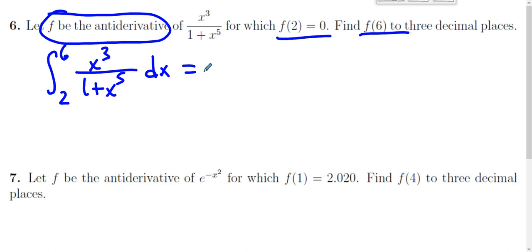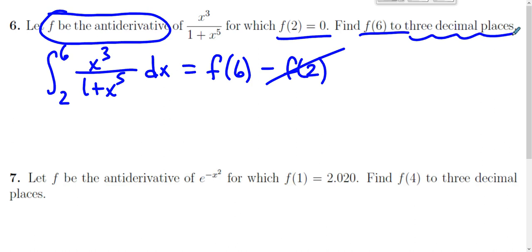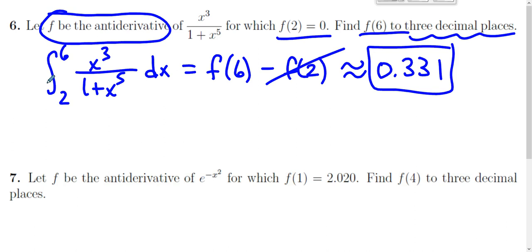what does the fundamental theorem part 2 say about that? It says that if I'm looking for the definite integral of this function, I take an antiderivative, sub, and subtract. And f of 2 is 0. So when we're looking for f of 6, we just find this definite integral. The calculator does this for you. This is not something we do by hand. The calculator does this for us, particularly because we see those words. And so that's approximately 0.331. Okay, this is the work you'd show. That's the answer you'd get.